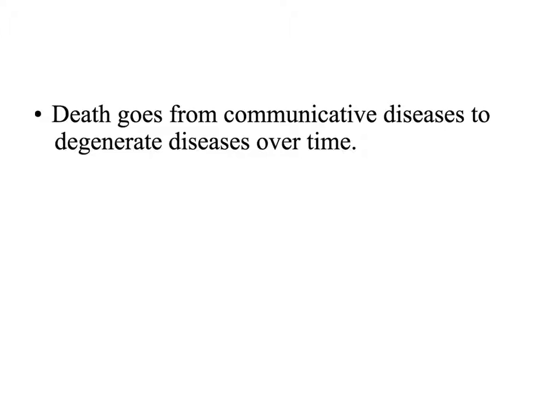So pretty much the transition model is death goes from communicable diseases to degenerative diseases over time. And there are 3 stages, and you have your less developed places and your more developed. And so we'll go over those.